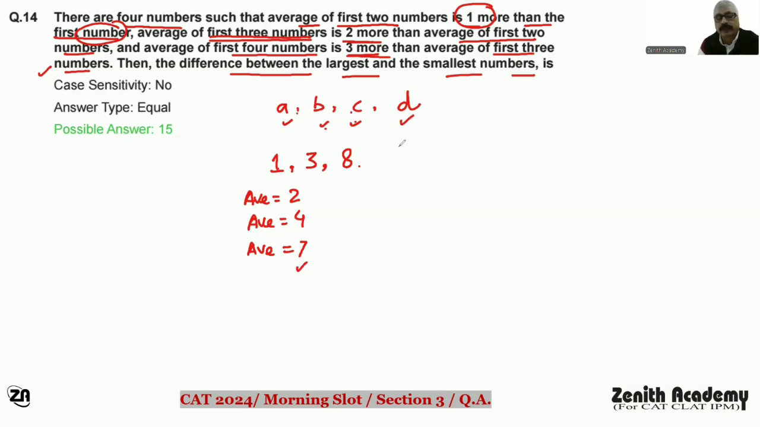7 times 4 is 28. So look here, 1 plus 3 is 4, 4 and 8 is 12, so D should be 16, right? The question is finished. The difference between the largest and the smallest, 16 minus 1, the answer is 15.